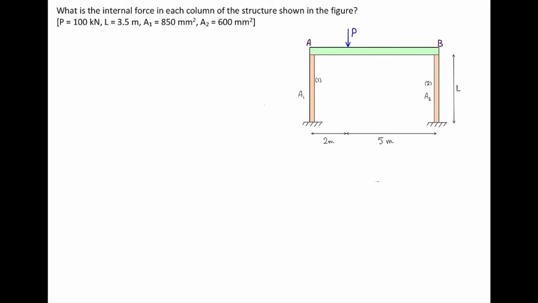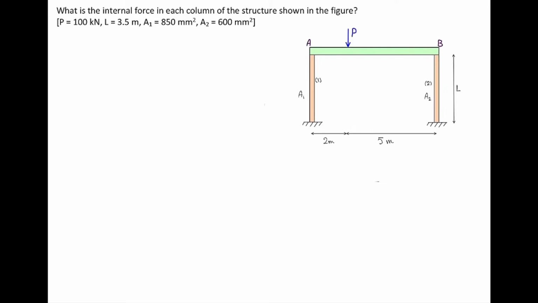Consider this problem where a rigid element AB, which is horizontal, is subjected to a force of P, and there are two columns that are supporting that beam. The magnitude of the force is given to be 100 kilonewton. The length of those legs or columns is given to be 3.5 meter. The area of each of those columns are given 850 and 600 square millimeter. And the location of force P is also shown. I want to determine how much would be the internal force in each of these legs.